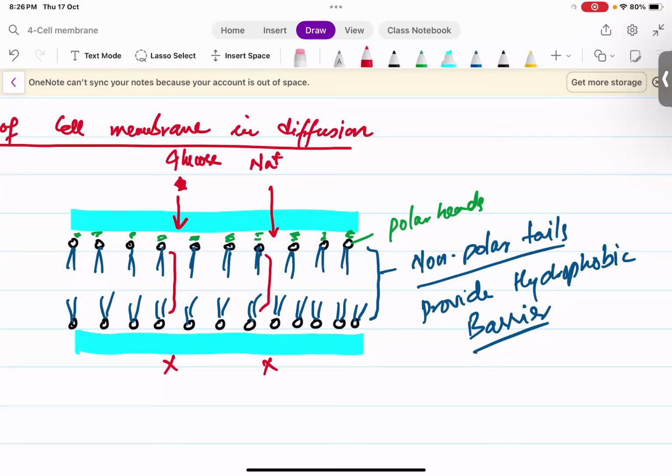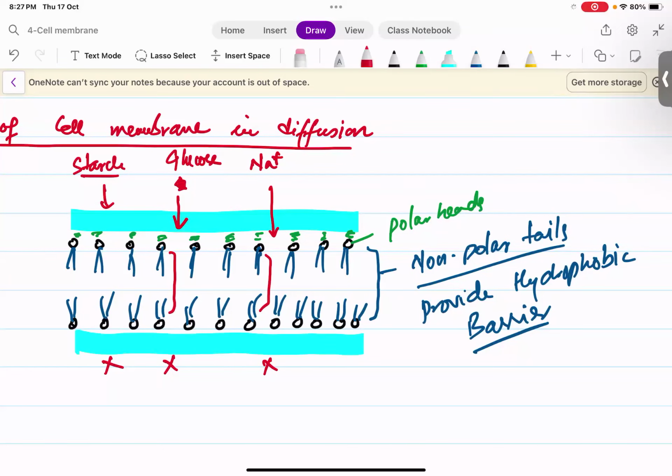Similarly, the larger molecules like starch cannot cross, even if they are not water soluble and not polar. Starch, glycogen, and such larger molecules cannot cross through it. Starch and glycogen are larger molecules, so they also cannot cross through this phospholipid bilayer.